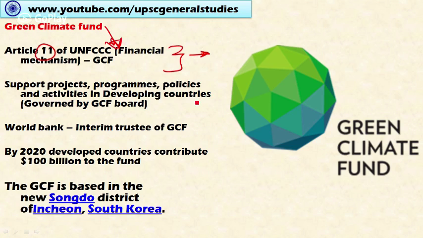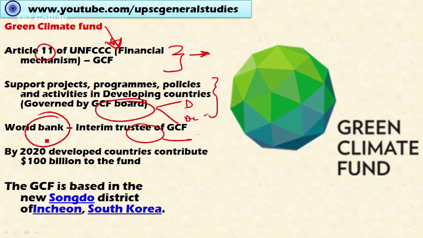This Green Climate Fund also supports projects, programs, policies, and activities in the developing countries in the areas of climate change mitigation and adaptation. It is governed by the Green Climate Fund Board, which is represented equally by both developing and developed countries, and the World Bank is the interim trustee of the Green Climate Fund. It was decided that by 2020, the developed countries would contribute about $100 billion to the fund. This will be used for various projects, programs, and policies in the developing countries to meet global warming situations. The Green Climate Fund is based in Incheon, South Korea.